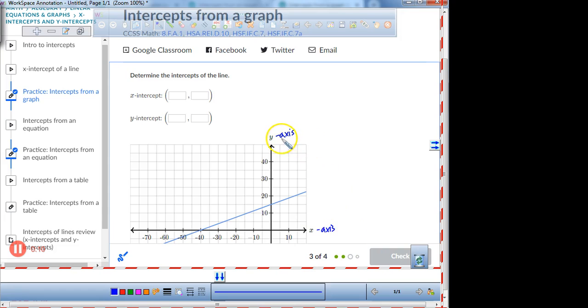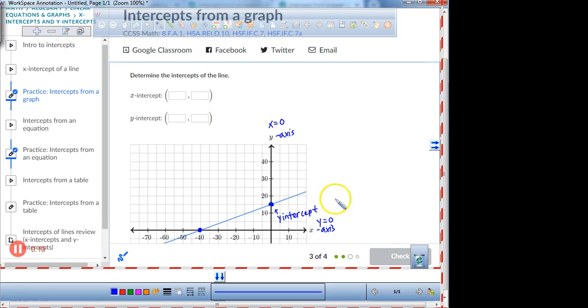And something you need to know about the y-axis is that your x-value is always equal to 0. And on your x-axis, your y-value is always equal to 0. So right now it's asking us to determine the intercepts of the line. So we're trying to find this point right here, where it crosses the y-axis, and this point right here, where it crosses the x-axis. Now this point, we call it the y-intercept.